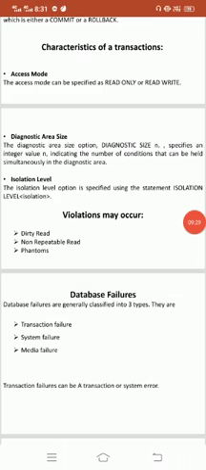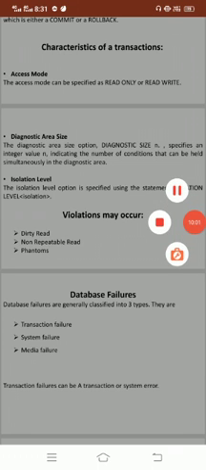The isolation level option is specified using the statement isolation level, with values read uncommitted, read committed, repeatable read, or serializable. The default isolation level is serializable, but the default access mode is read write. The default diagnostic area is diagnostic size. The following three violations may occur: dirty read, non-repeatable read, and phantoms.